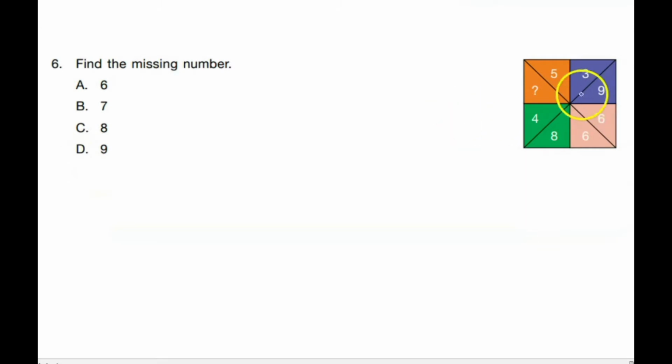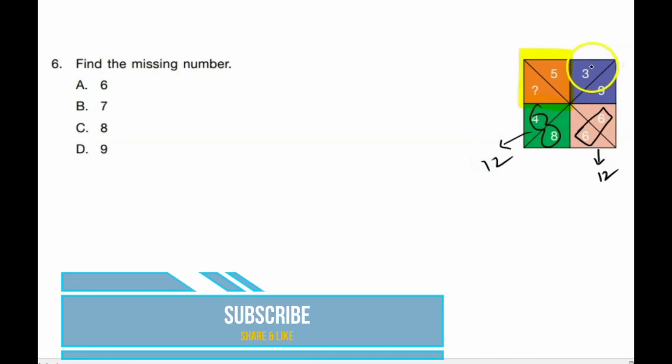Find the missing number. Okay. We have 4 colored squares here. This is this yellow one which I'm highlighting. This is our orange square. We have 4 squares: orange, green, purple and pink. What I am observing is that the numbers in each square sum up to 12.